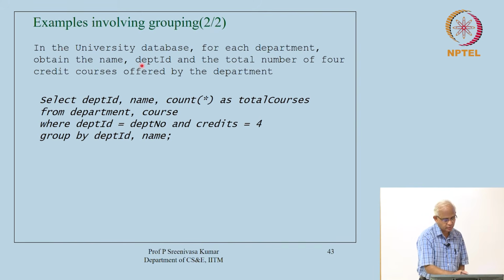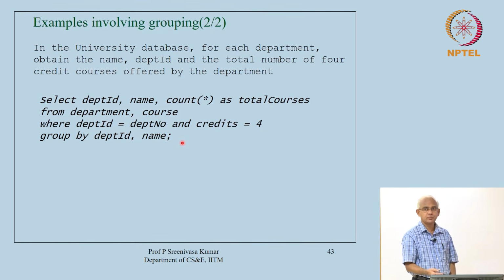Since you want to report name and department ID together in the output, you need to put them as grouping attributes. The same groups will result even if you just group by department ID, because it is a key, right. But then you want to report name also, so you put that as a grouping attribute. The schema for this output is department ID, name and total courses, and there will be as many tuples as there are departments, which is some 13, 14.